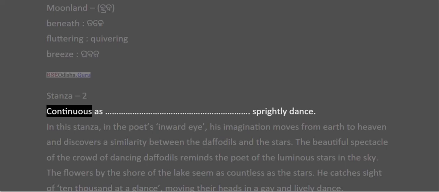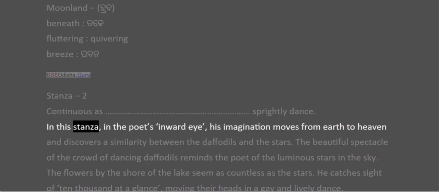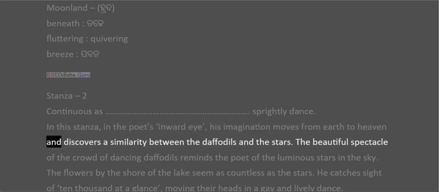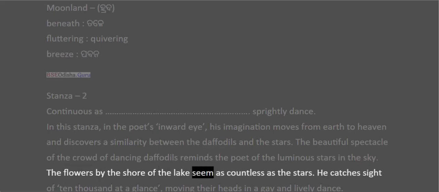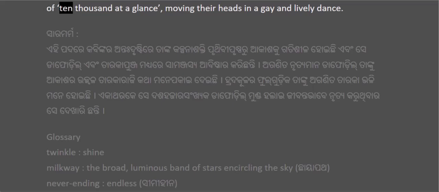Stanza 2. In this stanza, in the poet's inward eye, his imagination moves from earth to heaven and discovers a similarity between the daffodils and the stars. The beautiful spectacle of the crowd of dancing daffodils reminds the poet of the luminous stars in the sky. The flowers by the shore of the lake seem as countless as the stars. He catches sight of 10,000 at a glance, moving their heads in a gay and lively dance.